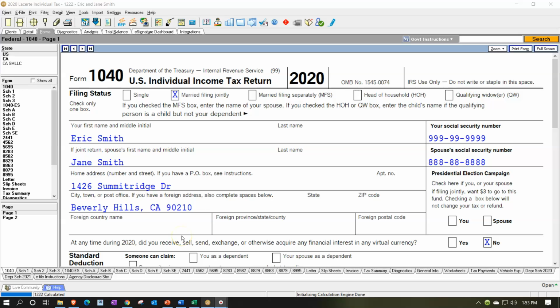Here we are in our Lacerte tax software. You don't need the Lacerte tax software to follow along. However, I do think they have a free 30-day trial. So if you can get access to a promo or demo version of it or any other tax software, it could be a good tool to practice with.